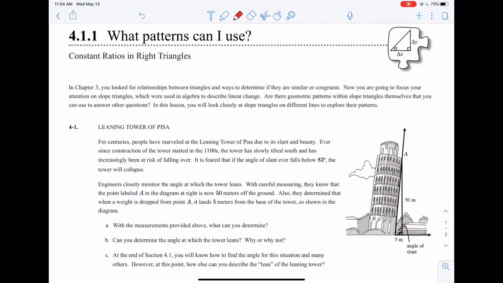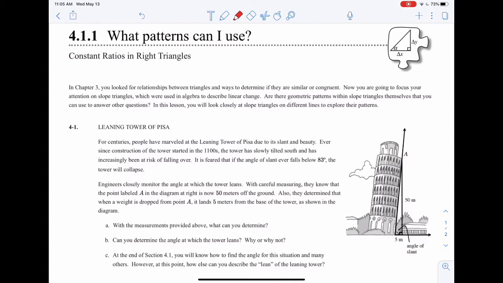Today we begin Chapter 4 with Lesson 4.1.1. What patterns can I use? Constant ratios in right triangles. In Chapter 3, you looked for relationships between triangles and ways to determine if they are similar or congruent. Now you're going to focus your attention on slope triangles, which were used in algebra to describe linear change. Are there geometric patterns within slope triangles themselves that you can use to answer other questions? In this lesson, you will look closely at slope triangles on different lines to explore their patterns.